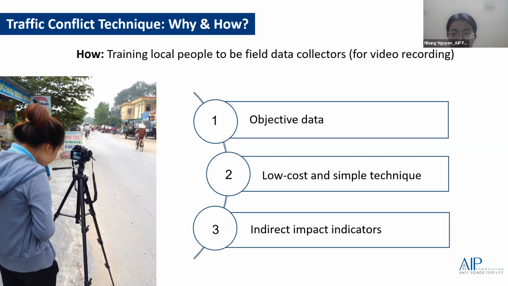And moreover, this technique also provides what we consider an indirect indicator to assess the impact of the project. Normally, it takes lots of time and resources to gather road traffic injury and fatality data, but with this technique, we can do a kind of quick judgment about the potential impacts of the intervention that we did.